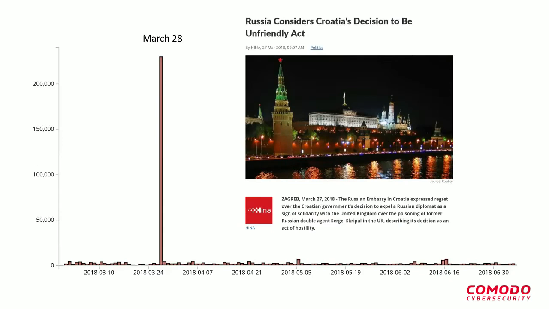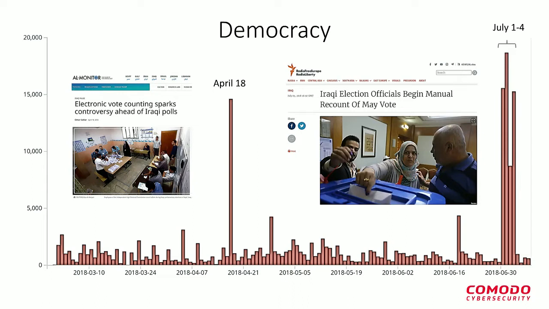Similar case here between Russia and Croatia. Russia was very angry with Croatia on March 28th because they threw out a Russian spy. And if you're just looking at the numbers, you can see the relationship between the real world and cyber, specifically in our case, malware, which can be used to gather information, but also to punish.